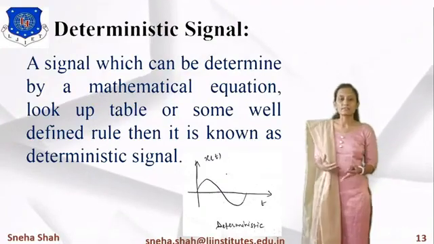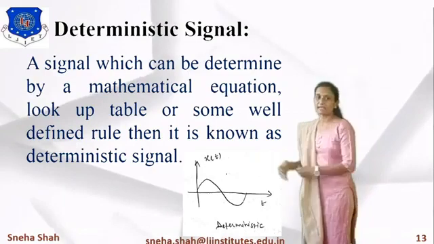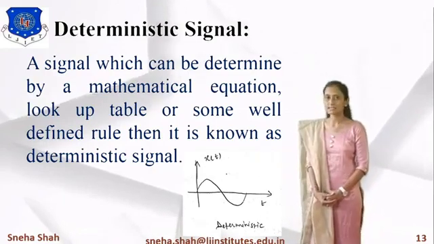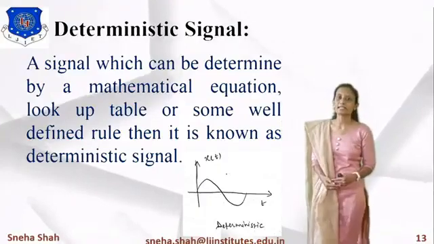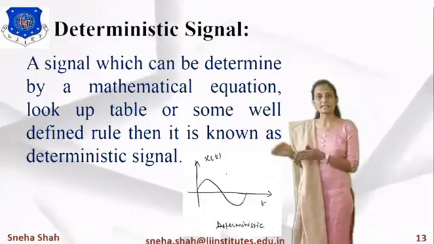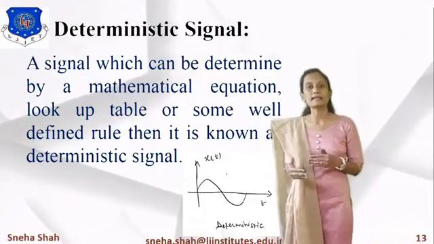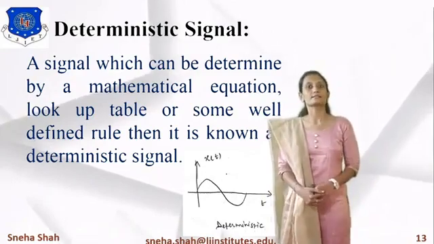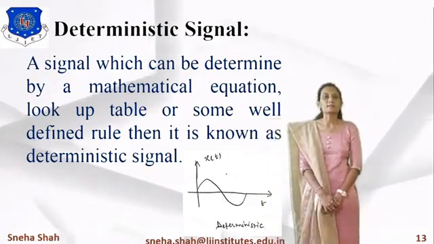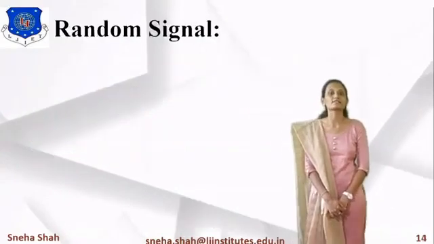So if the behavior of the signal can be determined by any method, from this graph we can determine the behavior of the signal, right? So it is considered as deterministic. Suppose if I am writing that x of t equals a sin omega t, then by using the equation also we can determine which type of signal is there, so it is also considered as deterministic signal.